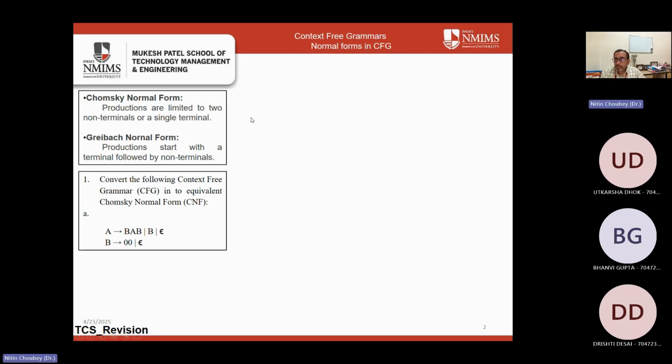So in grammars, we have two types of normal forms. One is Chomsky normal form, another is Greibach normal form. The first thing, why do we require normal forms?